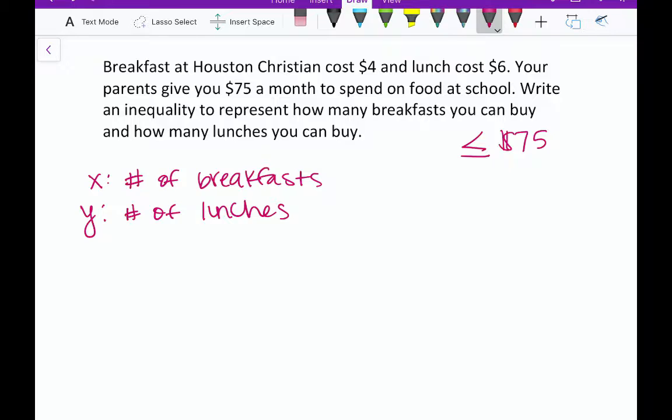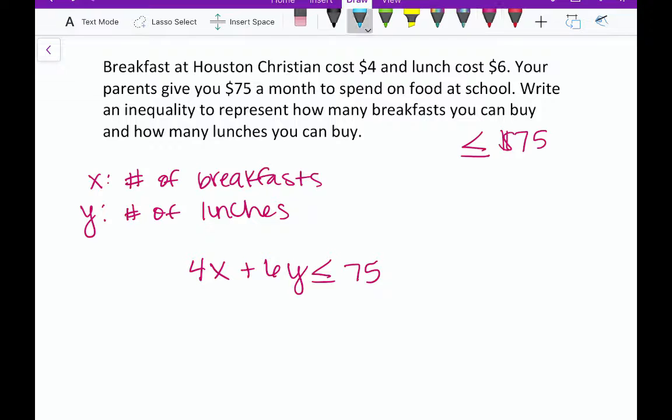All right, well, how do I figure out how much I spent on food? Well, if breakfast costs $4 each, then I'm going to multiply 4 times the number of breakfasts that I get. And if I also buy some lunches, I need to multiply my lunches by 6. So the y gets multiplied by 6. And if I multiply and add that up, that's going to tell me how much money I've spent on food at school. And that number needs to be less than or equal to $75. So there is your inequality.